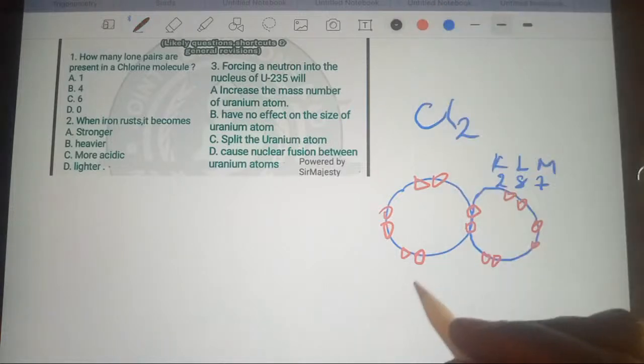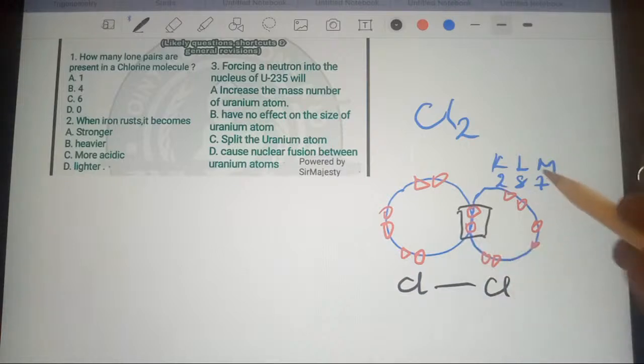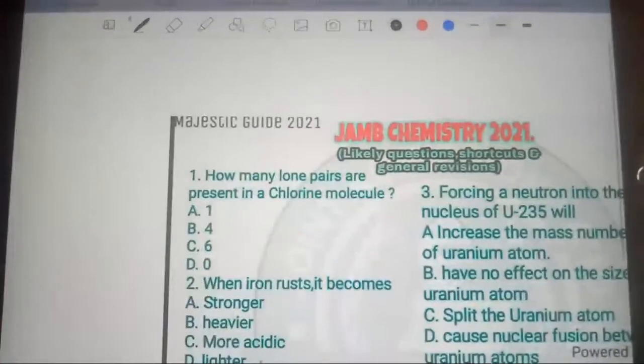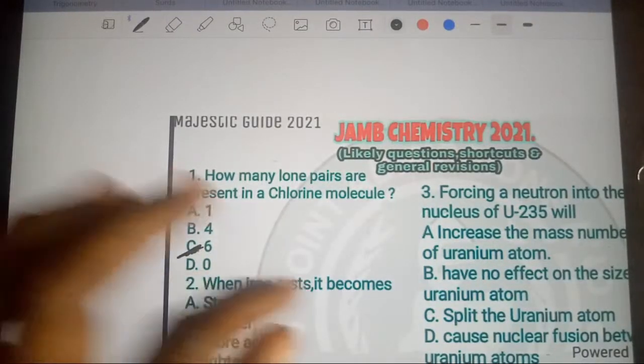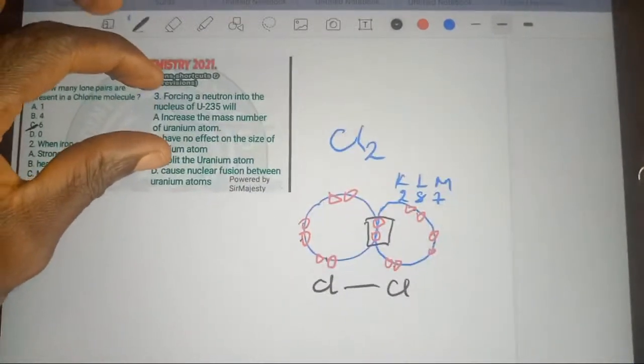By so doing, you have that this is Cl bonding to Cl, where here is the bond. So lone pair means the one that is not used in bond formation. So by so doing, what do we have here? In one of the atoms, you have 1, 2, 3, 4, 5, and 6. So in chlorine molecule, there are 6 lone pairs. So the correct answer here is option C, as you can see. So there are 6 lone pairs of electrons in a chlorine molecule.